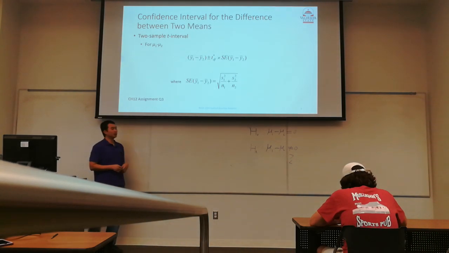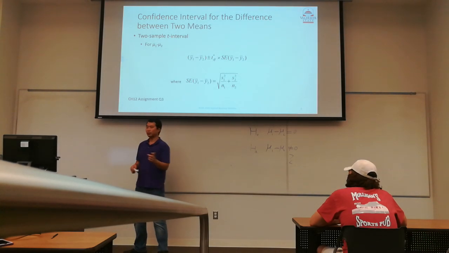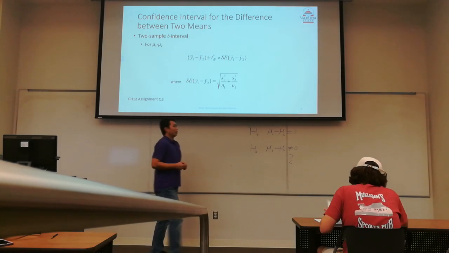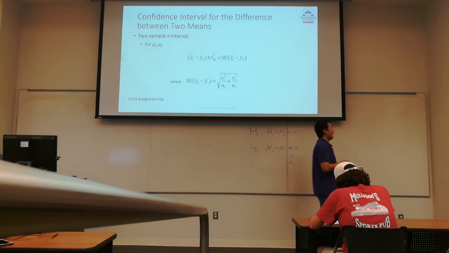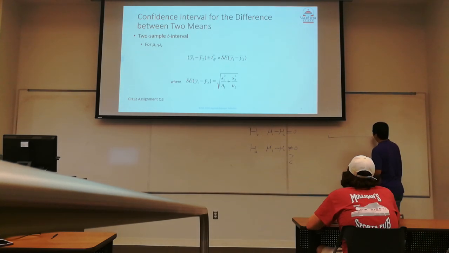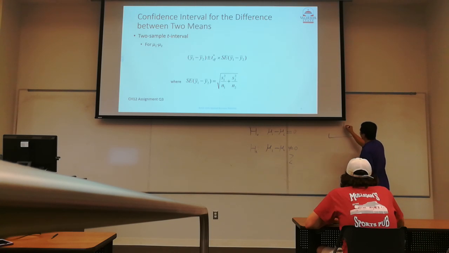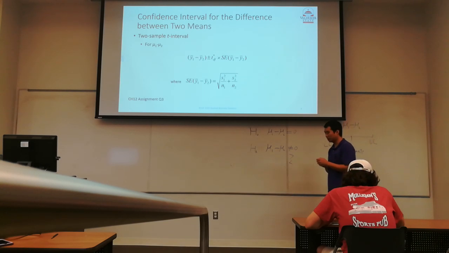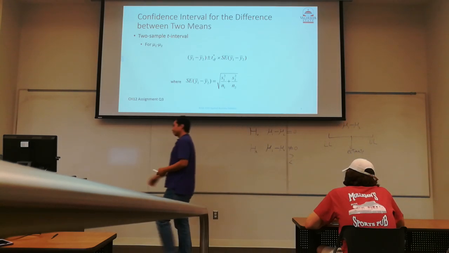So that's the first way. The next one is to do a confidence interval. So we try to use this confidence interval to capture the true difference. So we need a confidence interval to try to capture the difference between the two population means. So we still need the lower limit and upper limit. And of course, this middle point is our estimate, our sample statistic.